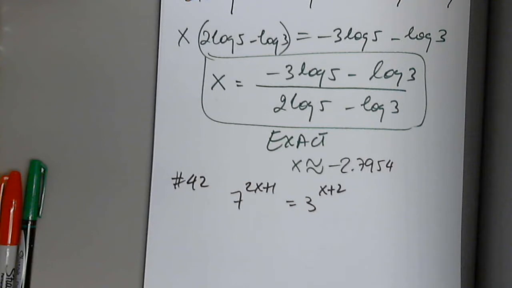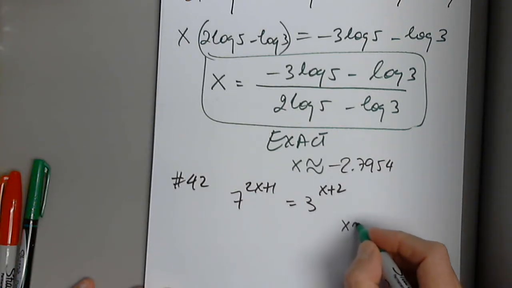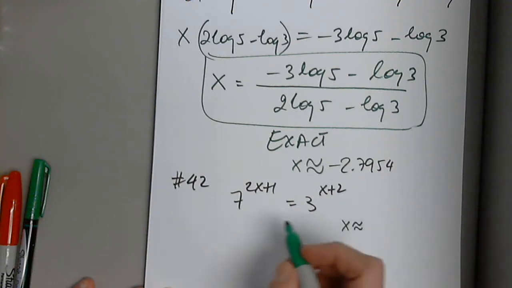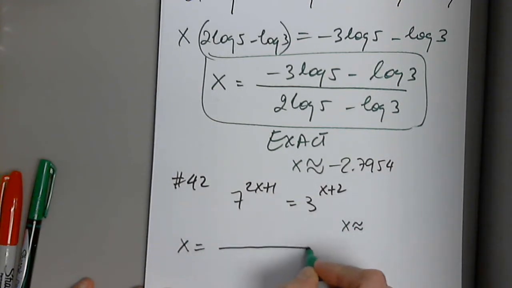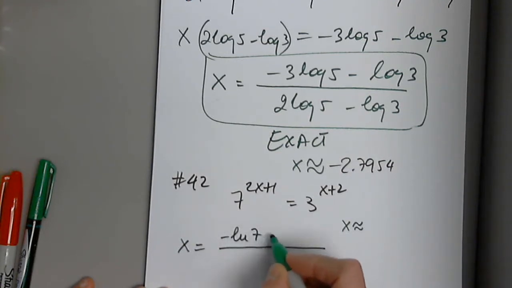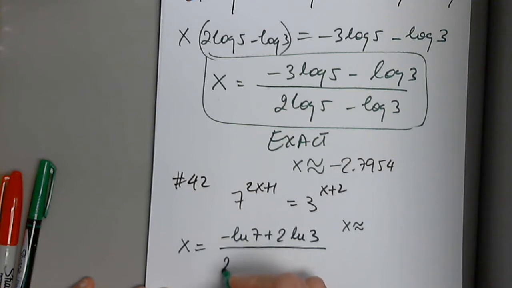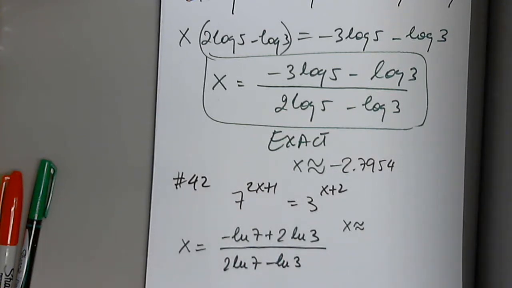We have an answer? Yes? X equals negative, or X equals, oh, I didn't give you a problem. Okay. That's okay. I want the exact, really. Okay. So, negative ln 7 plus 2 ln 3 over 2 ln 7 minus ln 2. Yes? Do I have to do it? Anyone needs me to do it? Yes. Okay.